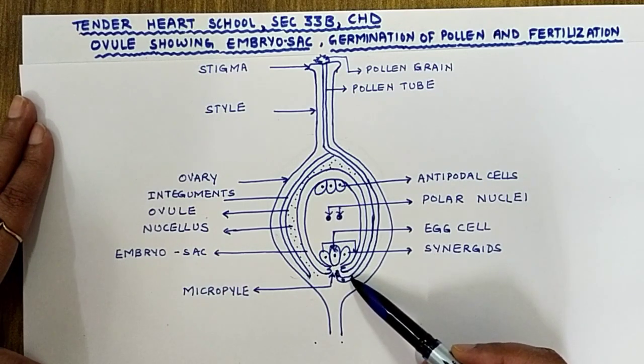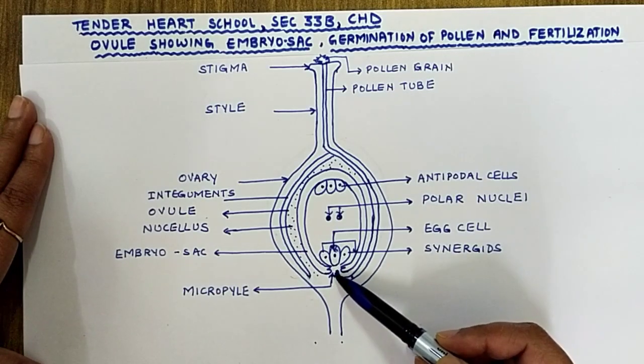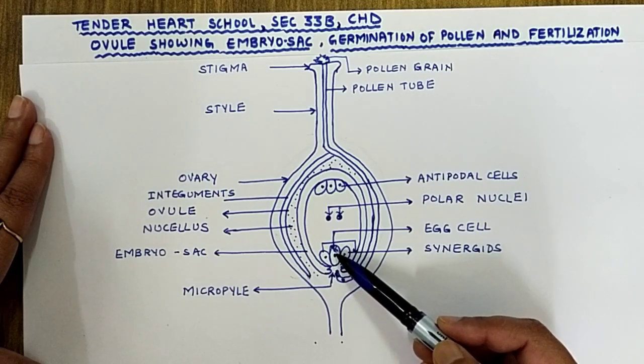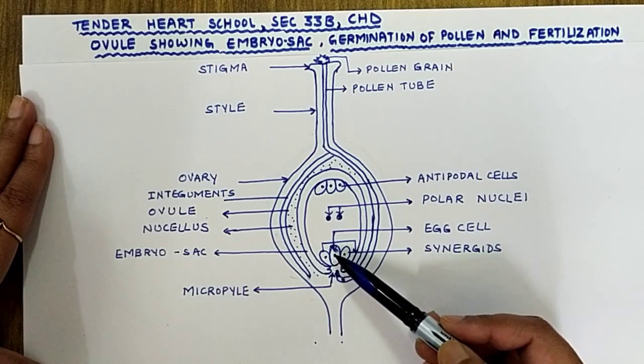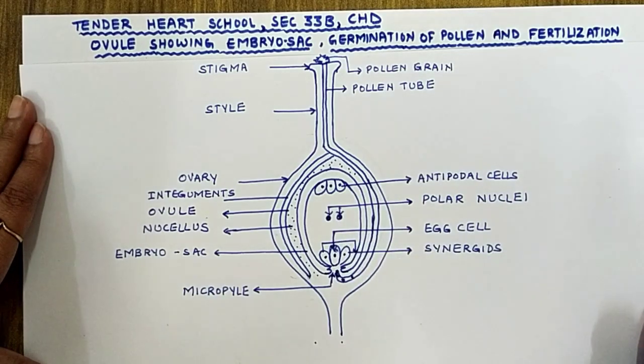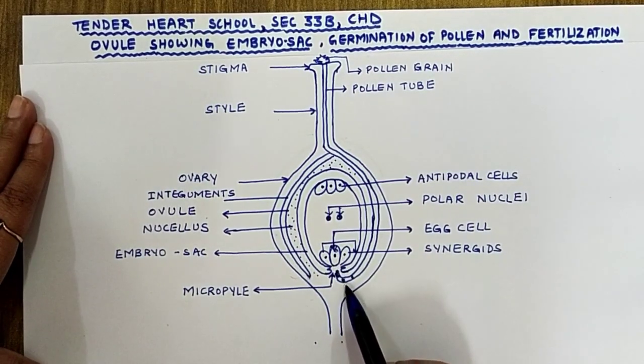The male gametes present inside the pollen grain, the generative and polar nuclei, enter the embryo sac through this micropyle. The male gamete fuses with the egg cell and causes fertilization. After the fertilization process, the seed is formed. So this is all about the structure of the ovule, showing the embryo sac, germination of pollen grain and the fertilization of the egg cell with the male gamete.